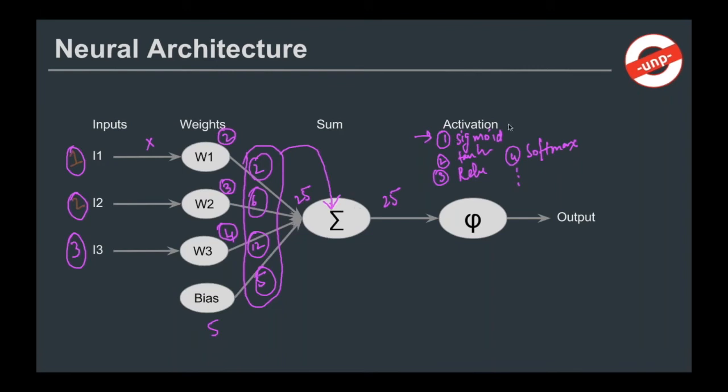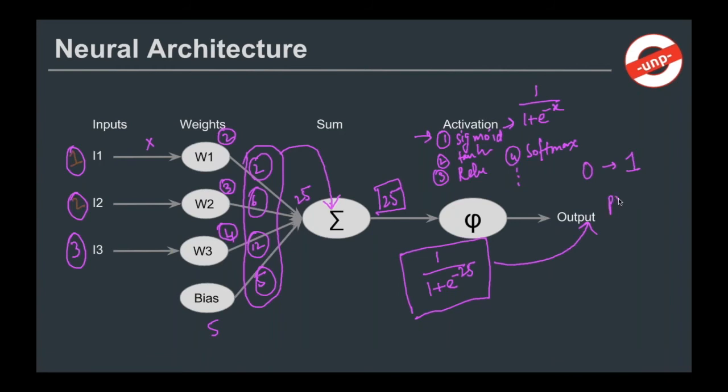What do I mean by sigmoid? A sigmoid is basically defined by 1 by 1 plus e to the power minus x. Okay, so if I put this 25 through a sigmoid, it will become 1 by 1 plus e to the power minus 25. And then whatever the output of this piece of computation is, that will become our final output. Now, why are we using sigmoid here? A sigmoid function gives me numbers between 0 and 1, which will help me understand the probability of a particular class.